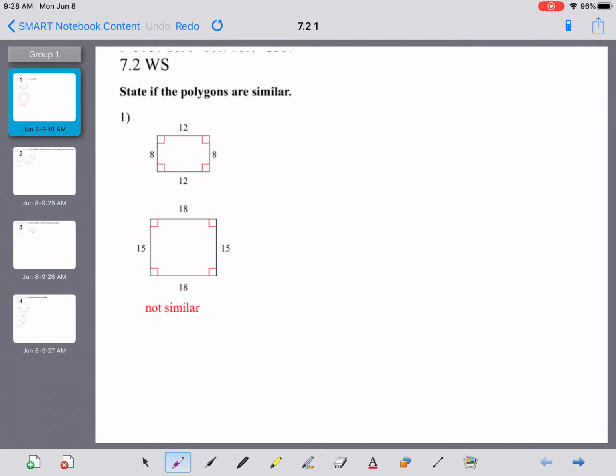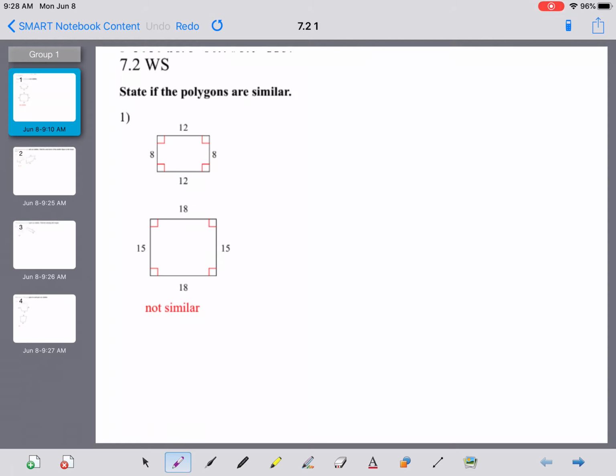All right, guys, let's run through our 4 problems on the 7.2 homework. We're talking about similar polygons in this section. And the important thing to understand about polygons, if they are similar, is 2 important ideas. Number 1, all of their corresponding angles are congruent. And number 2, all of their corresponding sides are proportional.